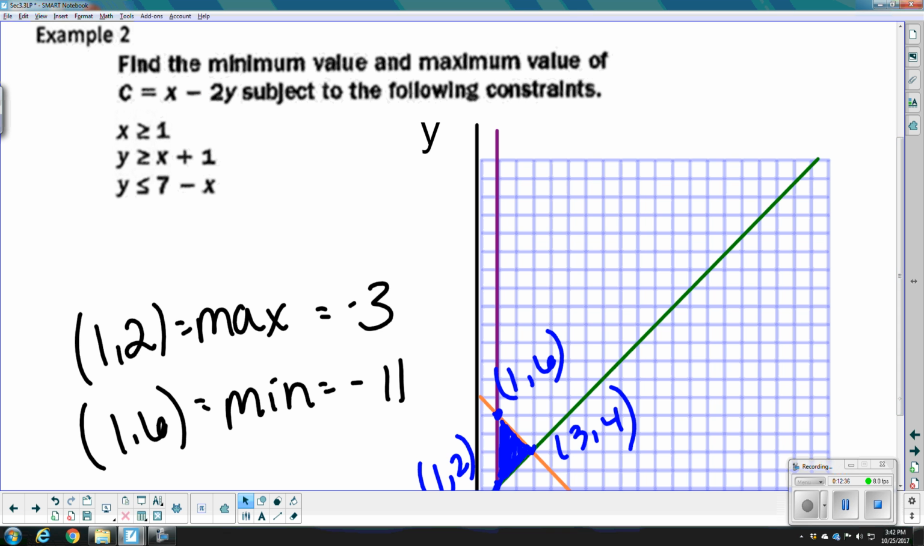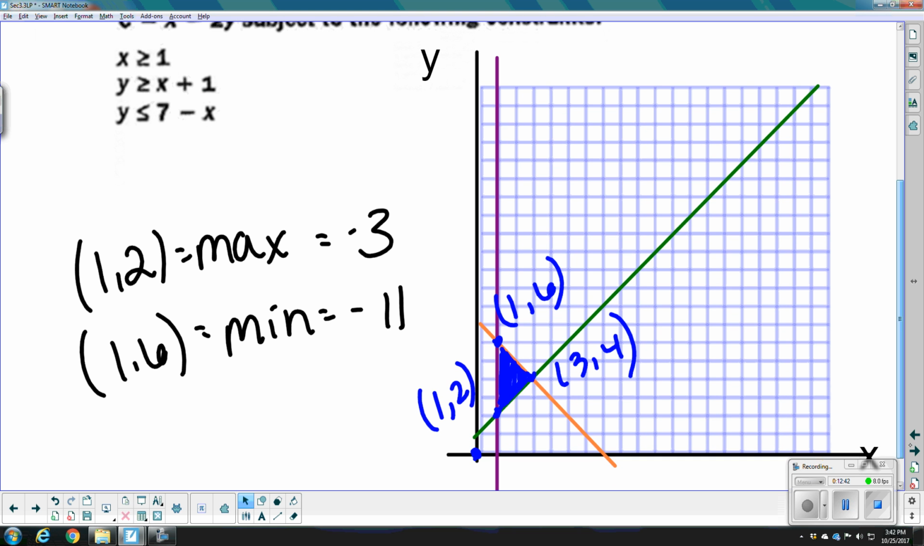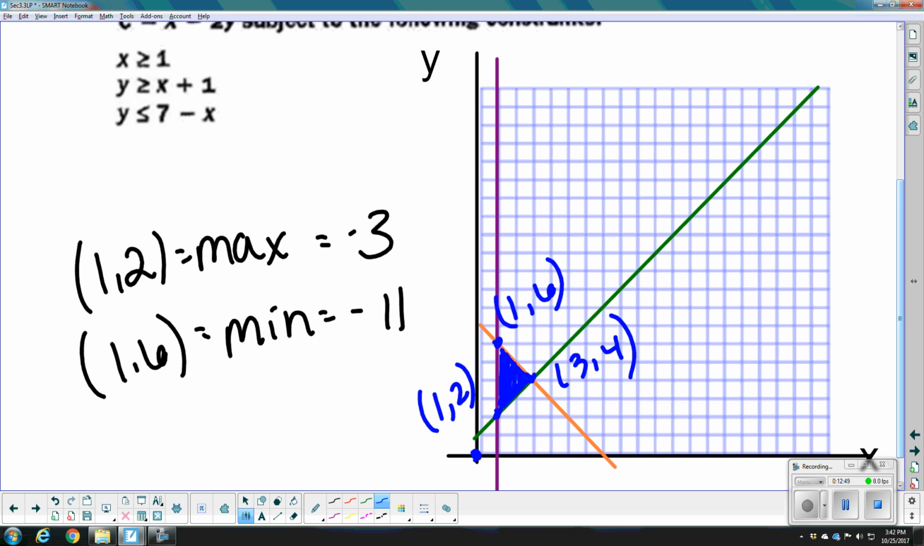So you should have graphed the 3 constraints, where x is greater than or equal to 1. With this example, you can use 0, 0 as the intersection of the x and y axes right down here. We're really only working in the first quadrant of the coordinate plane because we don't have any negative numbers.